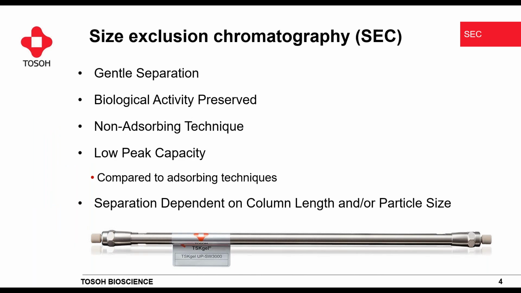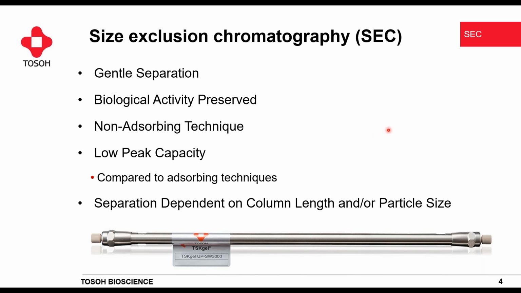So I'm starting with the mode that is very popular for protein analysis, even though it is not very specific, the size exclusion chromatography. It's a very gentle separation mode, as you can use physiological conditions with a pH between 6.5 and 7.5, and also medium salt concentrations in buffers. Therefore, it's possible to analyze native proteins and also to preserve their biological activity.